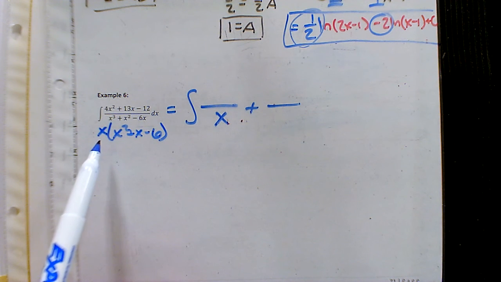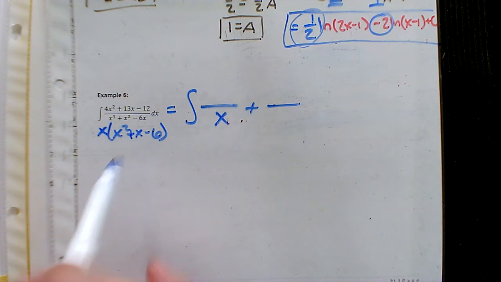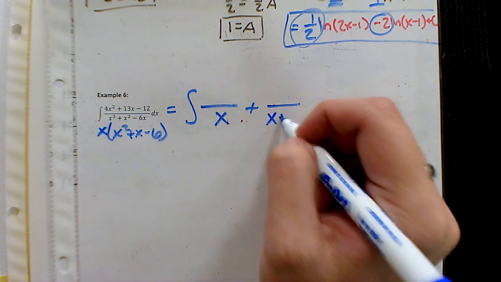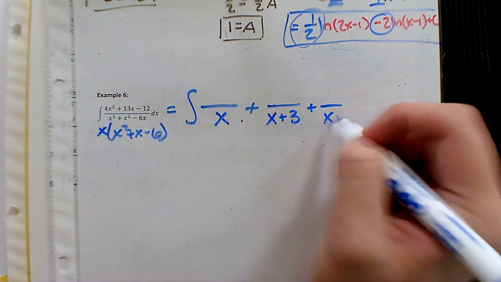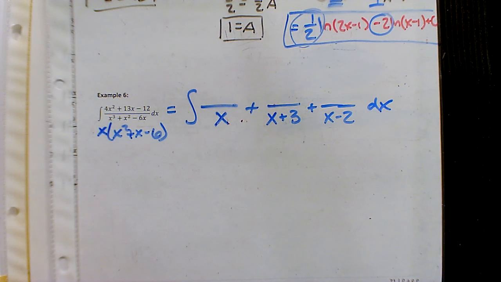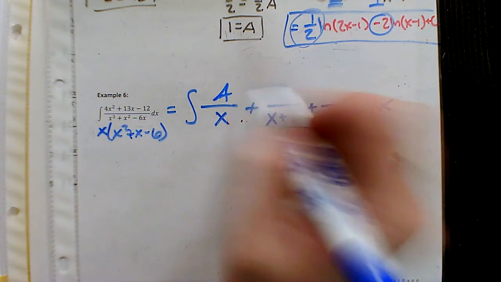So you can pull out an x, and then 2 numbers that multiply to -6 add to 1. We'll have x plus 3 and x minus 2. So what do you think our temporary numerators are going to look like? A, B, C.